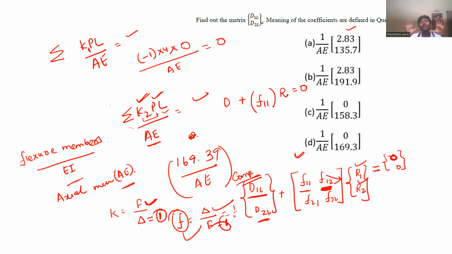Identify the redundant such that the primary structure is stable. Once that is done, apply the external load and calculate the deflection at that joint where you have chosen the redundant.